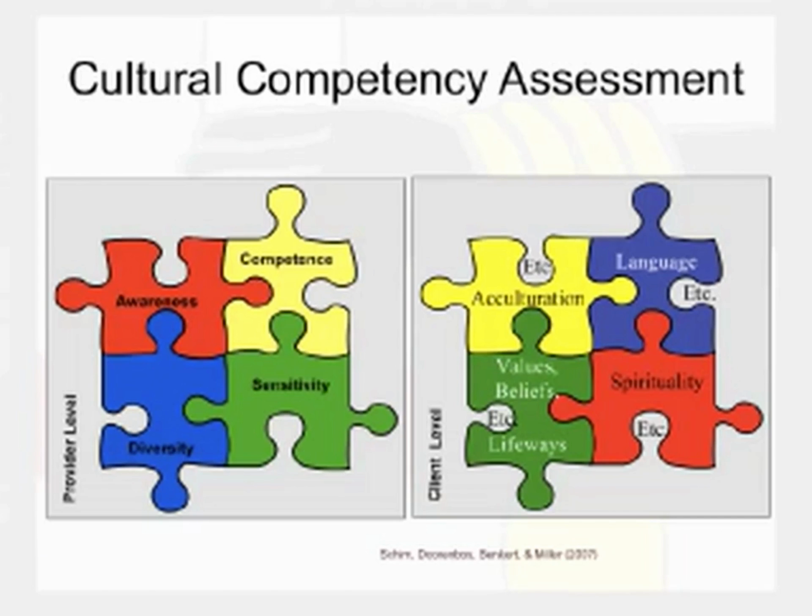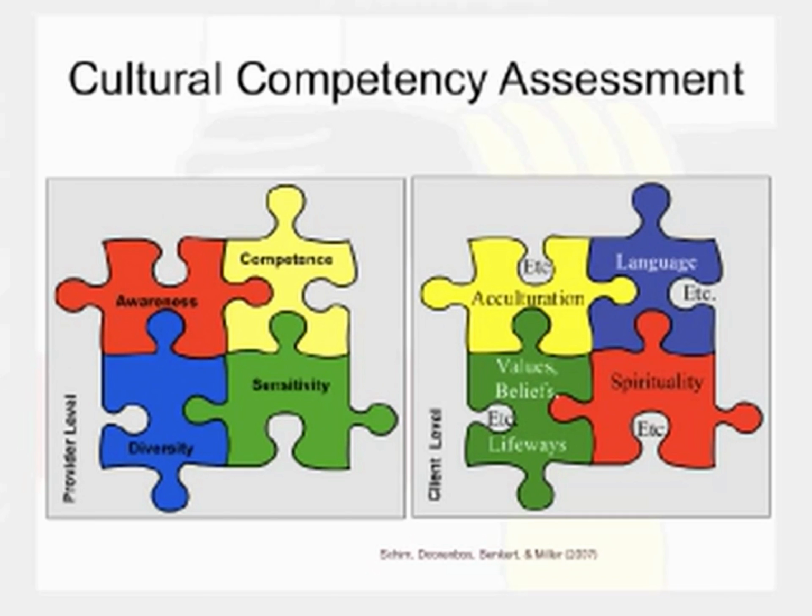So what you're looking at now is two levels to cultural competence. The first level is the provider level, and these are the four constructs of culturally congruent care: cultural awareness, cultural competence, cultural sensitivity, and cultural diversity. For more information on these four constructs, please cite the references at the end of this presentation. The second picture you see is the client, or athlete and patient level. So this includes cultural languages, spirituality, acculturation, values, beliefs, and lifeways of the populations that we serve.